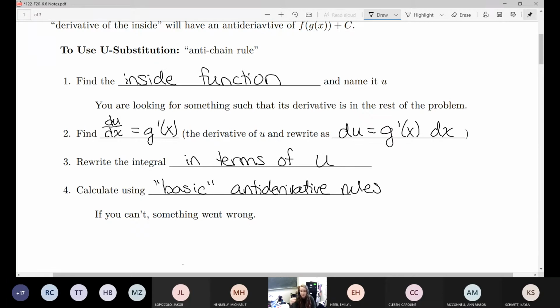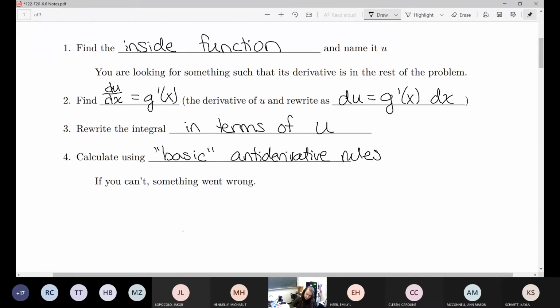Since all of the questions I'll be giving you will have to be able to be solved, if you can't do that, something went wrong. Sometimes you might have chosen the wrong u, or you might have made an arithmetic error somewhere. So if you get down to replacing everything and you can't take the antiderivative of it, something's gone wrong. I'm going to write this out kind of generically first before we get to our first example.